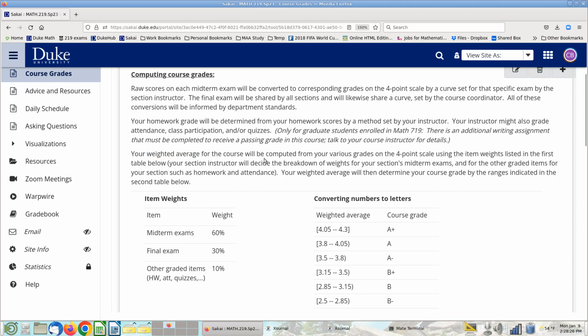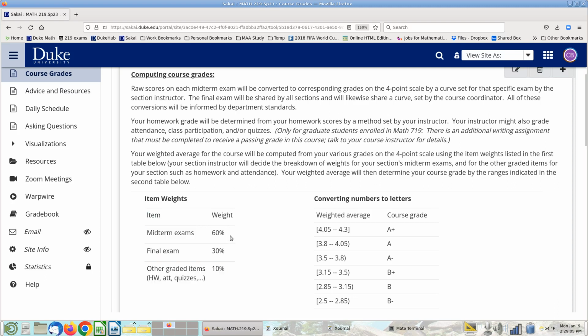So all of your graded items, such as midterm exams and the final exam and homework and attendance, are all going to have designated weights. They will all be graded on the 4-point scale. So 4.0 is an A, 3.7 is an A minus, 3.3 is a B plus, etc. On that scale, every graded item will have a number. We will then do a weighted average using these weights, and that will determine your weighted average for the course.